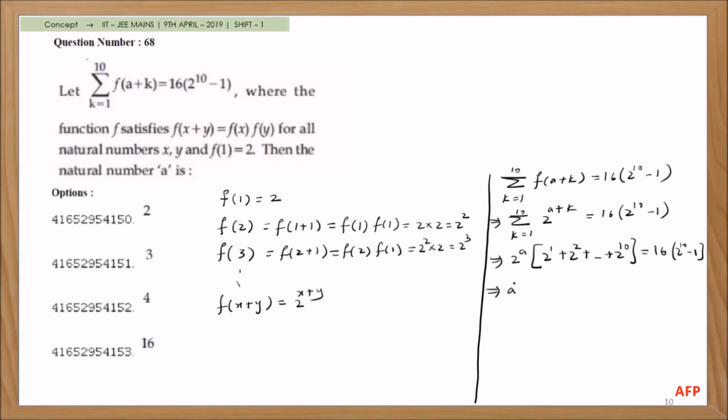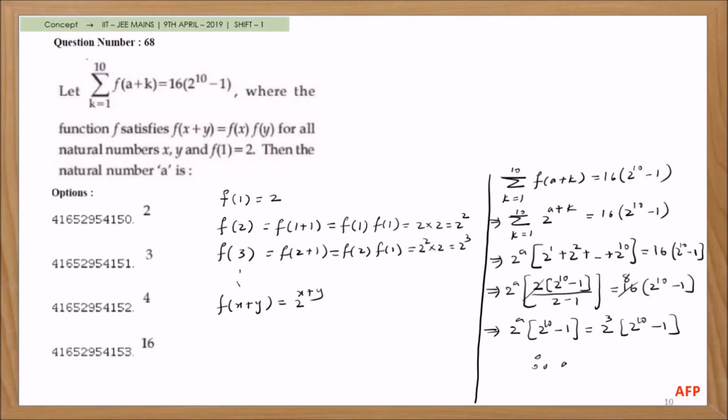So this is nothing but 2 raised to a times a geometric series. The first term is 2, the common ratio is 2, so the sum is 2 raised to 10 minus 1 whole divided by 2 minus 1. So this is equal to 16 into 2 raised to 10 minus 1. You can cancel, and 16 divided by 2 gives 8 times. So 2 raised to a times 2 raised to 10 minus 1 is equal to 2 raised to 3 into 2 raised to 10 minus 1. Therefore a must be equal to 3, so option 2 it follows.